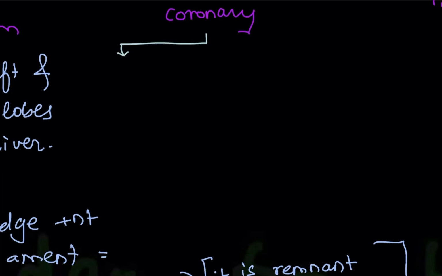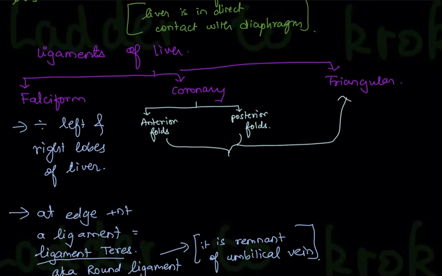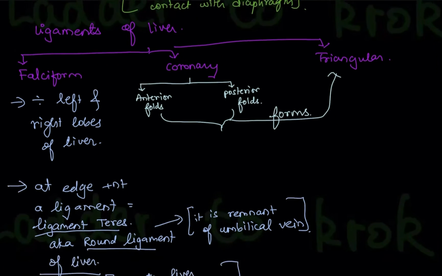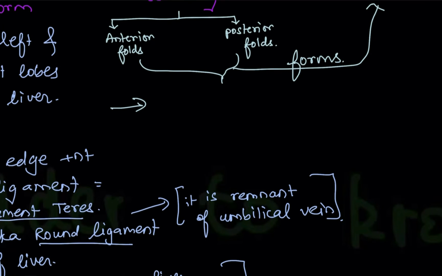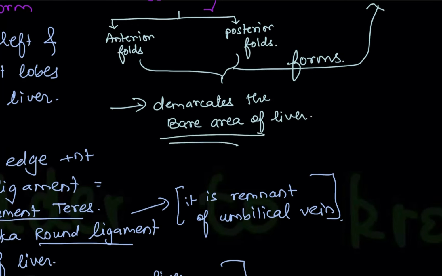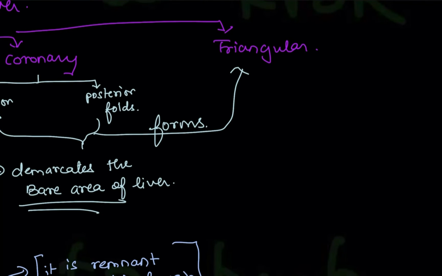Let's do the coronary ligament. Coronary ligament has anterior and posterior folds. What does it have? Anterior and posterior folds. These anterior and posterior folds, write down, they form the triangular ligament. Now what is present in this coronary ligament, or what does it help us to know? It demarcates the bare area of the liver. So where this coronary ligament is present, there is the place where the bare area of the liver is present. This is one important point that you should know, and you should also know that the folds of the coronary ligament will form another ligament. That ligament is the triangular ligament.